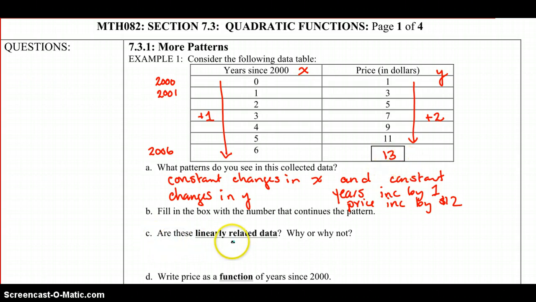So then we're asked if these are linearly related data. Okay, so this is underscored and in bold because it's one of our definitions from the last unit. So linearly related data is whenever we have constant changes in the input associated with constant changes in the output. So the answer here is yes, because we did have constant changes in both variables.